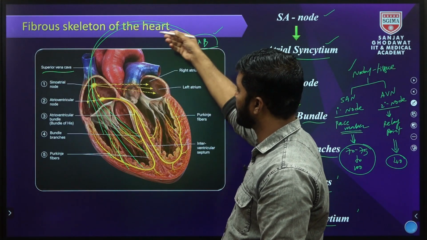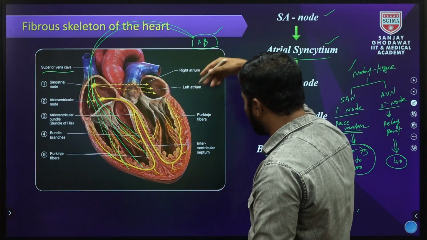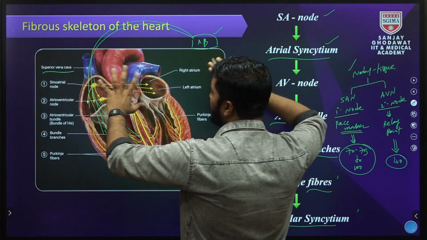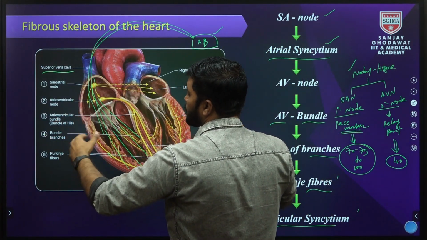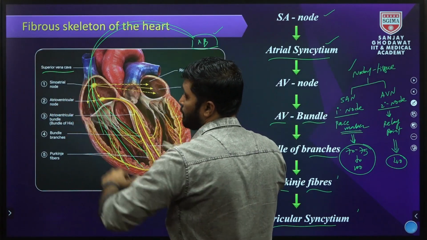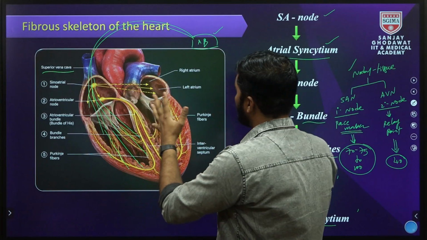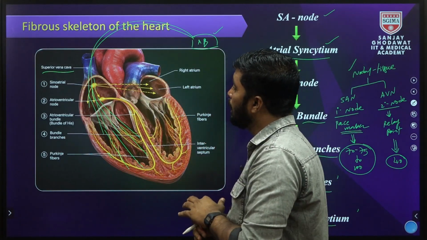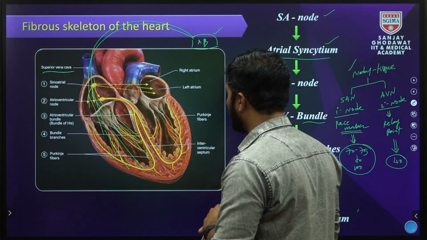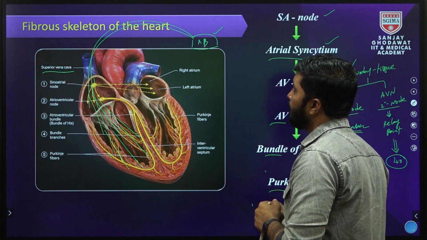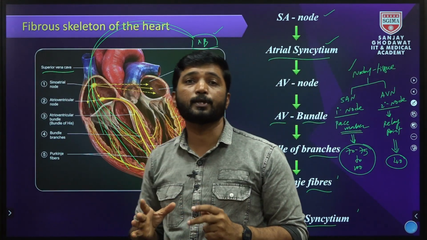What is the advantage of the artificial pacemaker? It has the ability to generate action potentials to trigger the cardiac activities. In the case of damage to the nodal tissue, the artificial pacemaker is very important for triggering the cardiac activities. And this is the fibroskeleton of the heart.